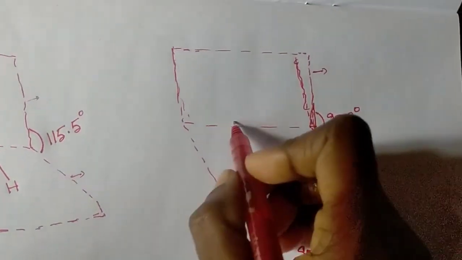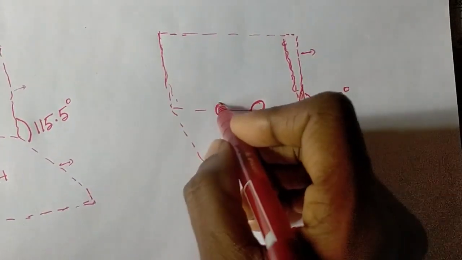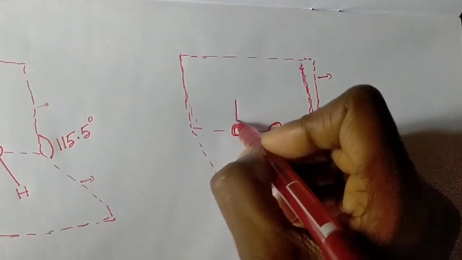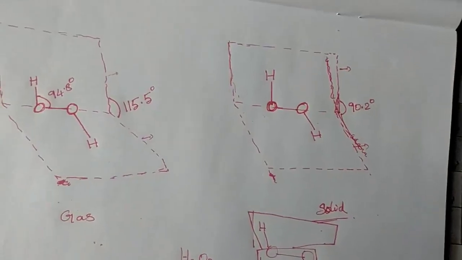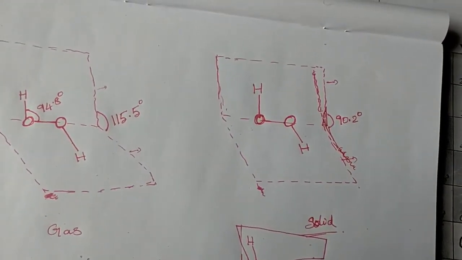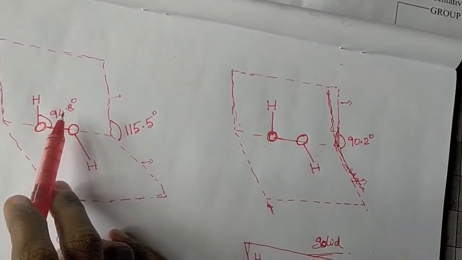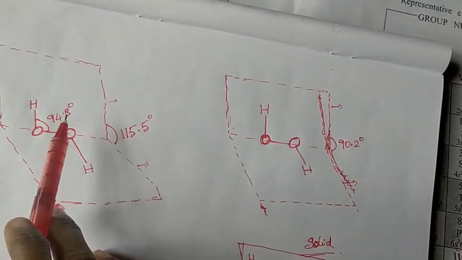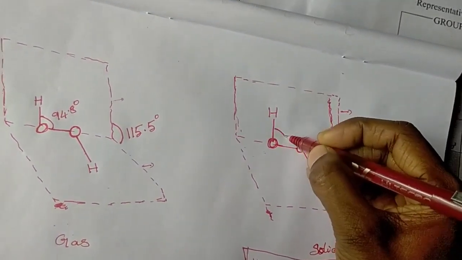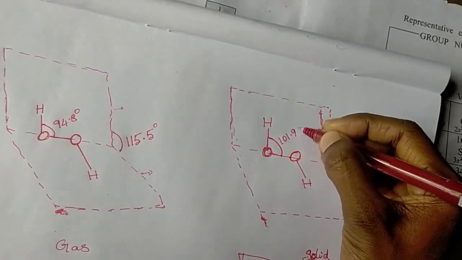Here you can see the same structure as the previous one in the gaseous phase of hydrogen peroxide. Oxygen is placed in the center of the structure and connected with hydrogen. The first oxygen contains one hydrogen in another plane. You can see the angle expands from here. In the gaseous phase of hydrogen peroxide you have 94.8 degrees, but in the solid phase you have 101.9 degrees.